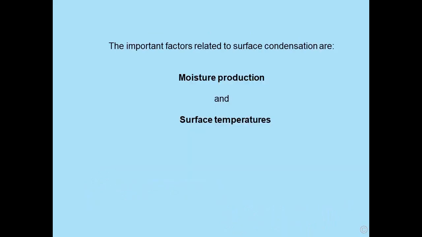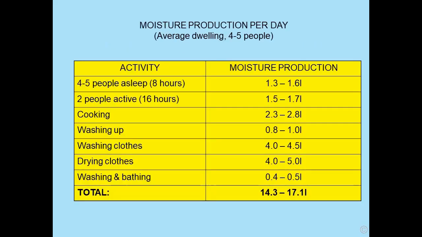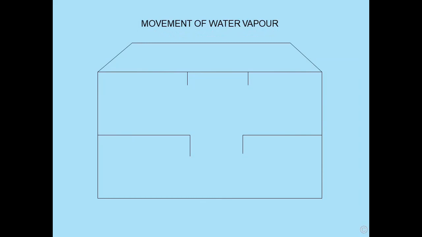So the important factors related to surface condensation at this stage are moisture production and surface temperatures. Moisture production per day is just one of the figures. There are lots of these around and they will vary slightly, but in our case, let us make that assumption it's all spot on. 14 to 17 litres per day of water is being produced. And the other feature about water vapour in a building, it moves.